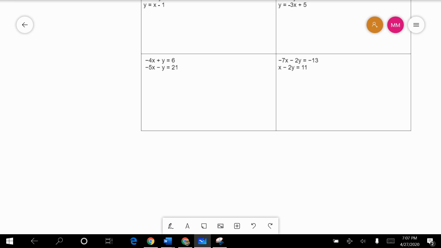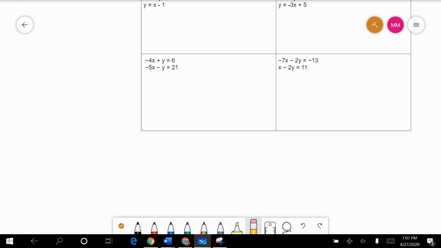Okay, so in this last example, you're going to notice that we're going to have a little bit of an extra step because, as you can see in our system of equations, we have negative 4x plus y equals 6 and negative 5x minus y equals 21. Neither of them are equal to y or to x. So this is where we're going to have to go back to lesson 1.2, where we have to write one of these equations in y-intercept form.